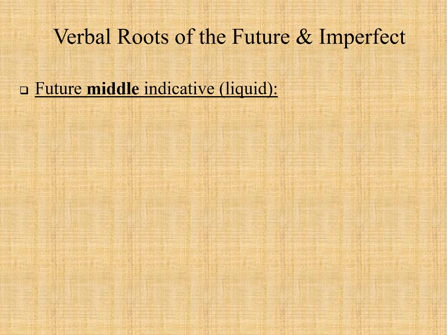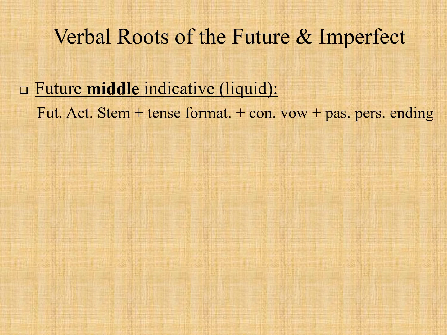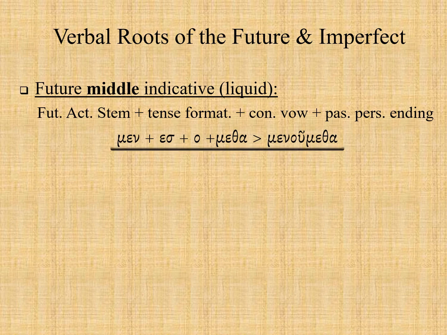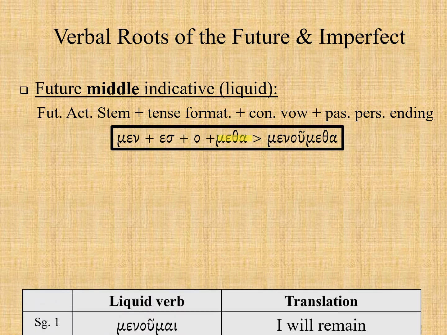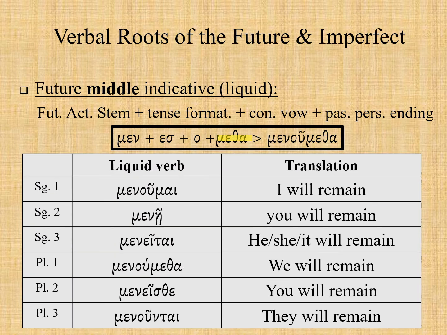If we look at the future middle indicative in the same verb, we notice that the same pattern takes place. The only difference is now obviously that we have a different personal ending here that indicates it is middle. So menoumai, mene, meneitai, menoumetha, meneisthe, menountai. So notice the personal ending is the one that indicates that this is middle and not the active voice.